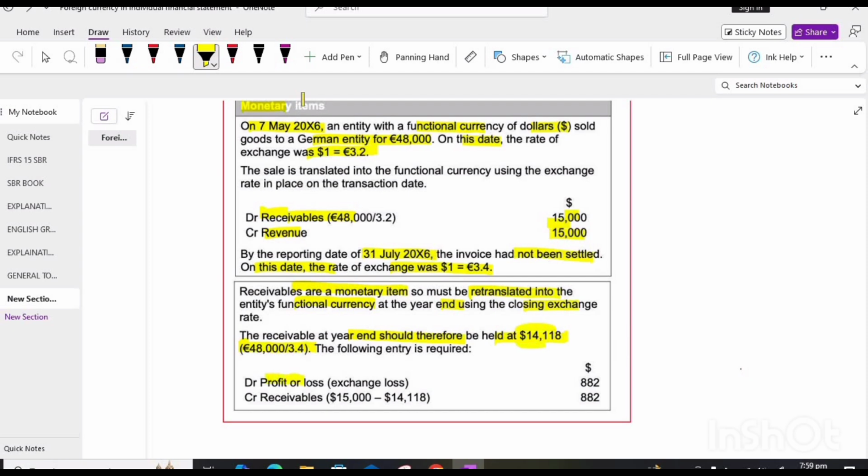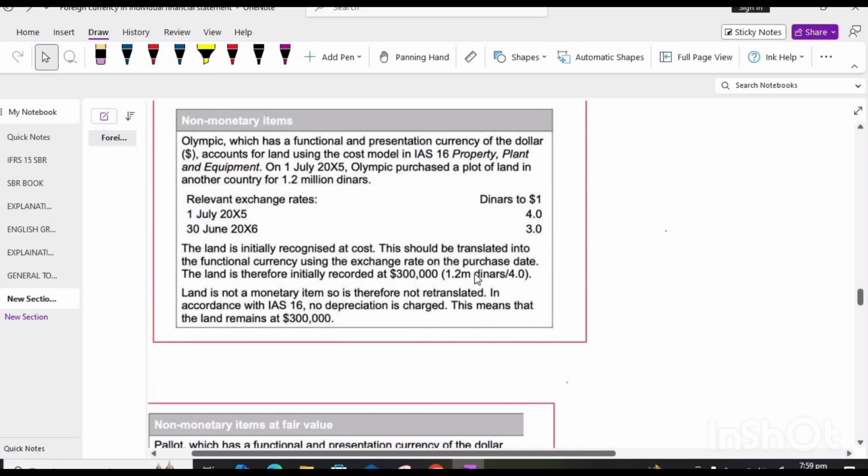Okay, what is the exchange difference? Before, you had recognized that 15,000, and now this is down by 882. So that will be your expense, and that will be charged to profit or loss at the year end. Clear? Now, if the item is a non-monetary item, so what do you do? There is no translation. We know that.